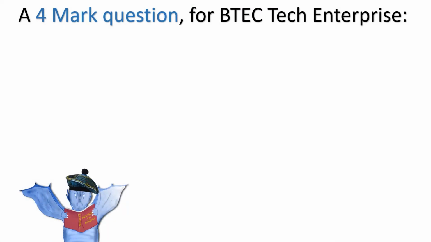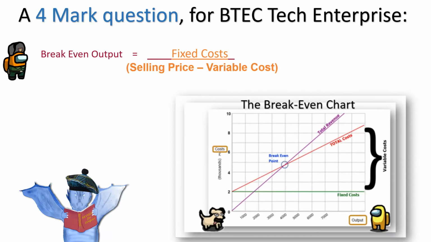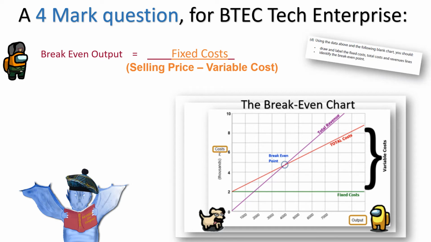Well, how are you going to calculate and work out break-even? There are 2 ways. You can do it by using the formula or by drawing the break-even chart. Now the question asked you to draw and label the fixed cost, total and revenue lines to identify the break-even point. Those 4 things you needed to do, but don't discount using the formula because that can be a way of double checking your answers.